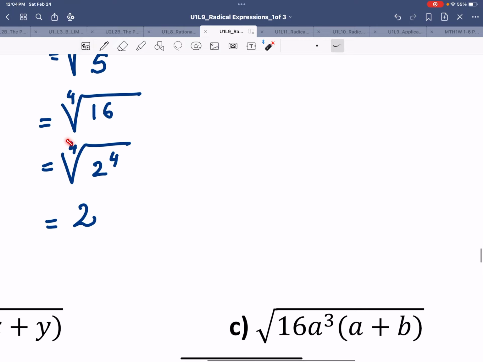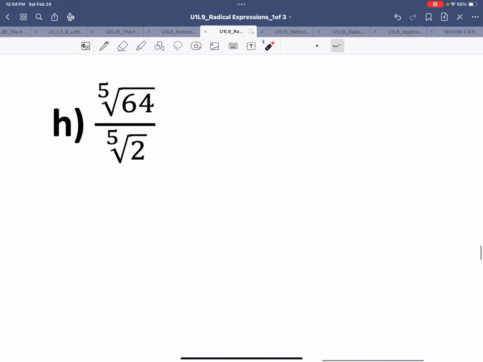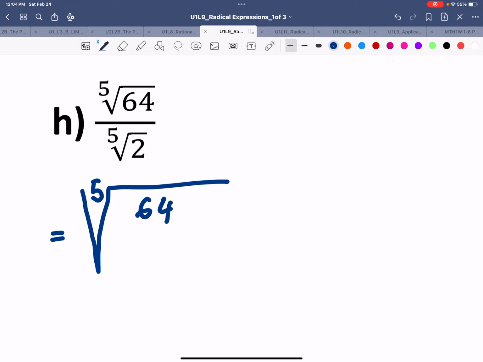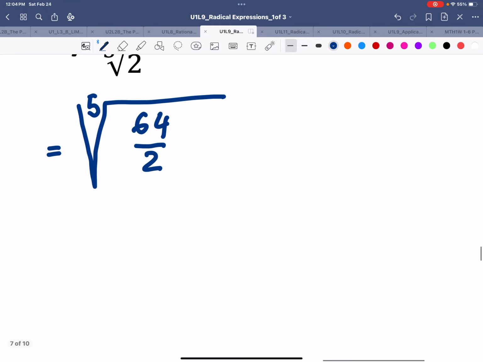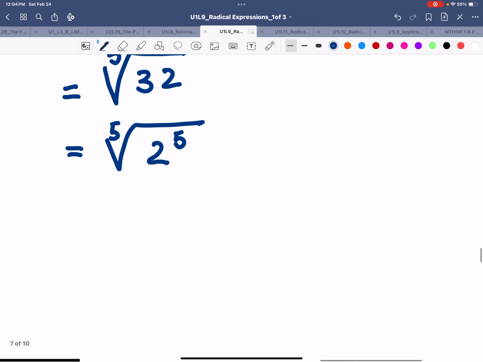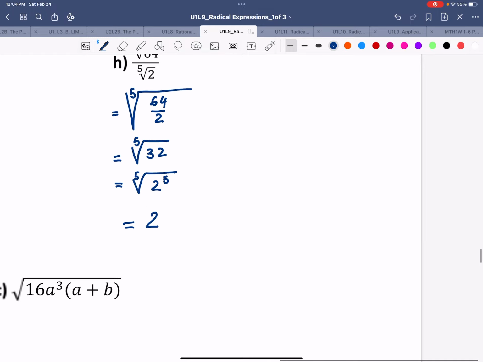So next we have the fifth root of 64 divided by the fifth root of 2. Let's see what this will turn into. So we have the fifth root, don't forget the index, of 64 divided by 2. 64 divided by 2 equals 32. Again, fifth root, don't forget. So that would be equal to the fifth root of 2 to the power of 5. So index and power are the same. The answer is simply 2.